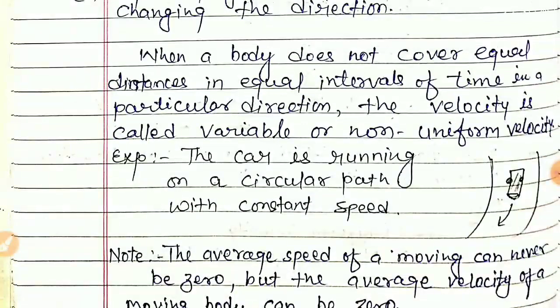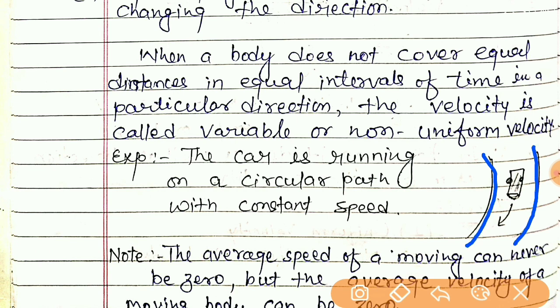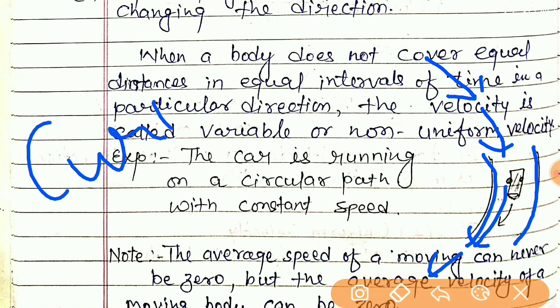Okay, now look at this picture. Here an object is moving on a circular path. This is the circular path or road, and the object is moving in this way. What you observe is that there is a variation in direction. Firstly the object moves like this, after that this, after that this. This is the motion on a curved path.